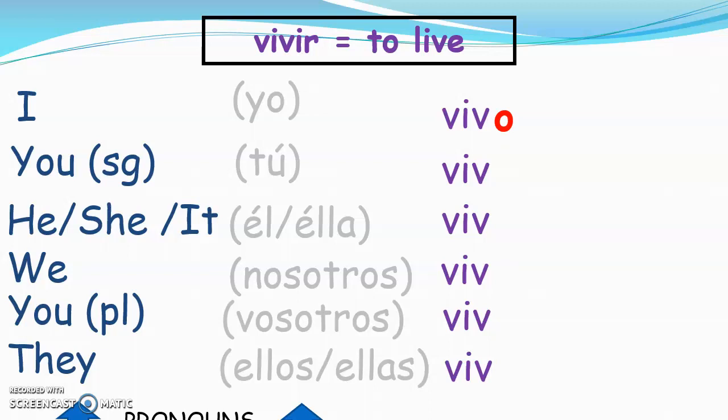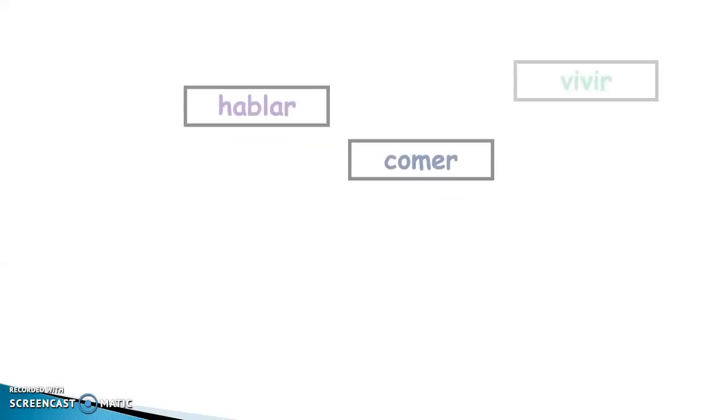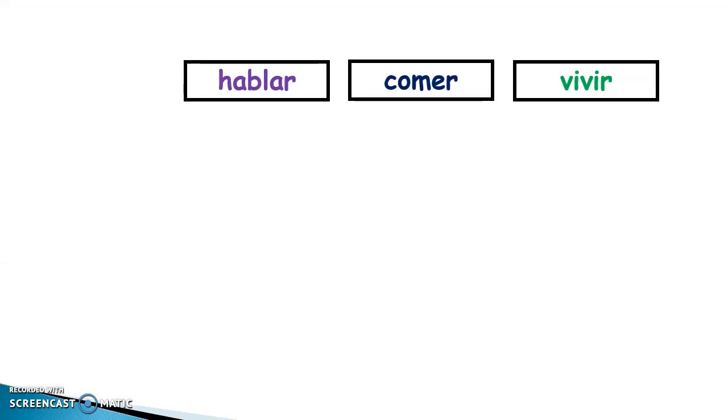I live. Vivo. You live, vives. He, she, or it lives, vive. We live, vivimos. You live, vivís. And they live, viven. Vivo, vives, vive, vivimos, vivís, viven. So let's put these three verb groups side by side now.